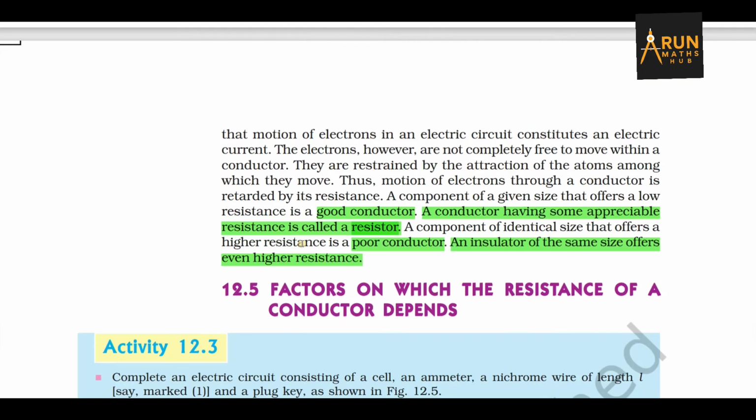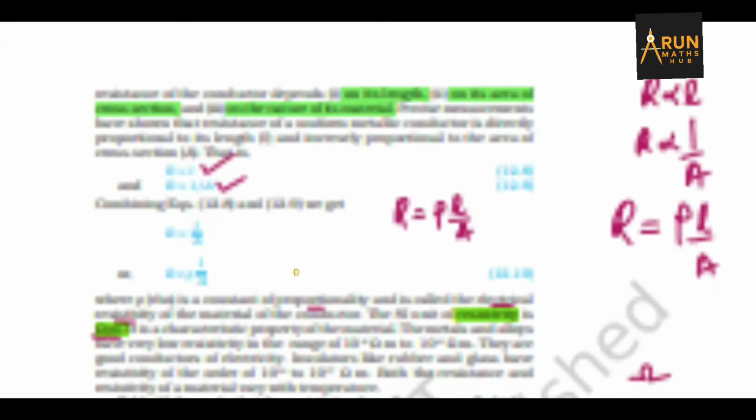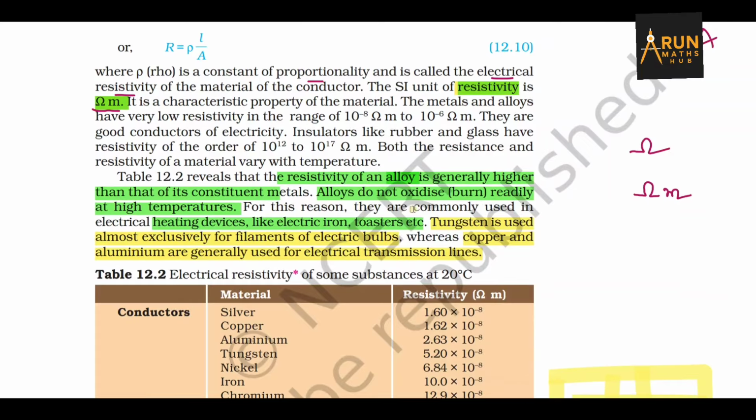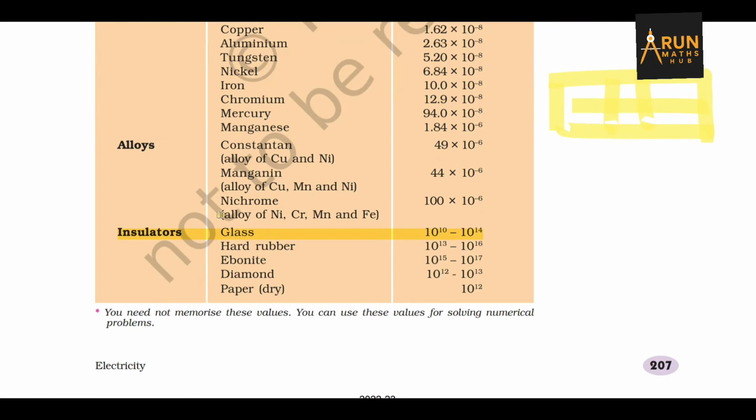Next, what we had are the factors on which the resistance of a conductor depends, the concept of resistivity, SI unit of resistivity. And in the examination they'll give a table. Many times they have given a table with different materials and their resistivity. If the resistivity is more, that means the conductivity will be less. If the resistivity is less, the conductivity is more.